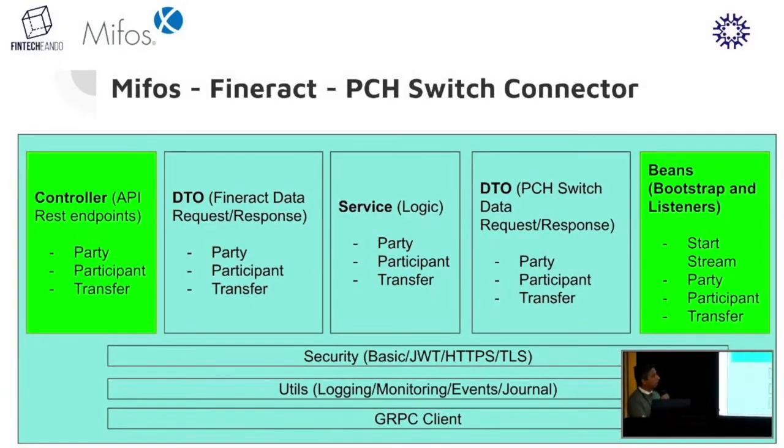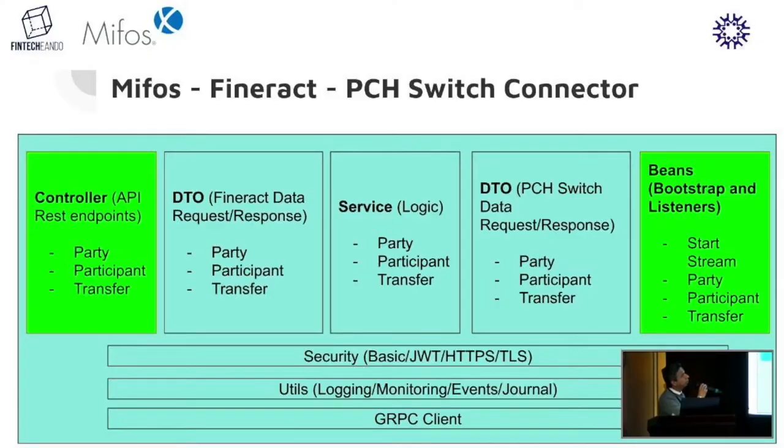This is the architecture that we have followed. We have our controller, which is the REST API endpoint. We have party, participant, and transfer. These are the methods that have been implemented. Also, we have the data transfer layer, in order to handle the request and response. And we have the service, which handles the logic in order to do the account lookup.